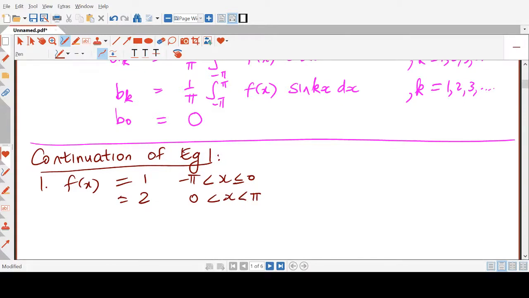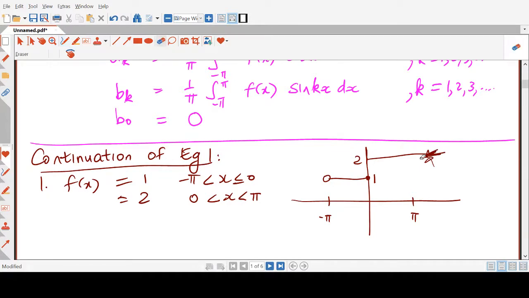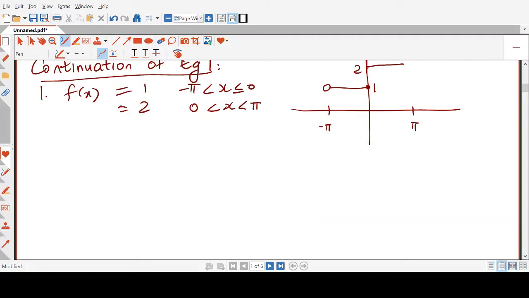If you draw this function, it's simply two pieces of straight lines, minus pi to plus pi. From here to there, it's number 1. From here to there, it's number 2. It goes up to pi. Okay, so it goes up to there. So that's a very simple graph. Two pieces of straight lines.